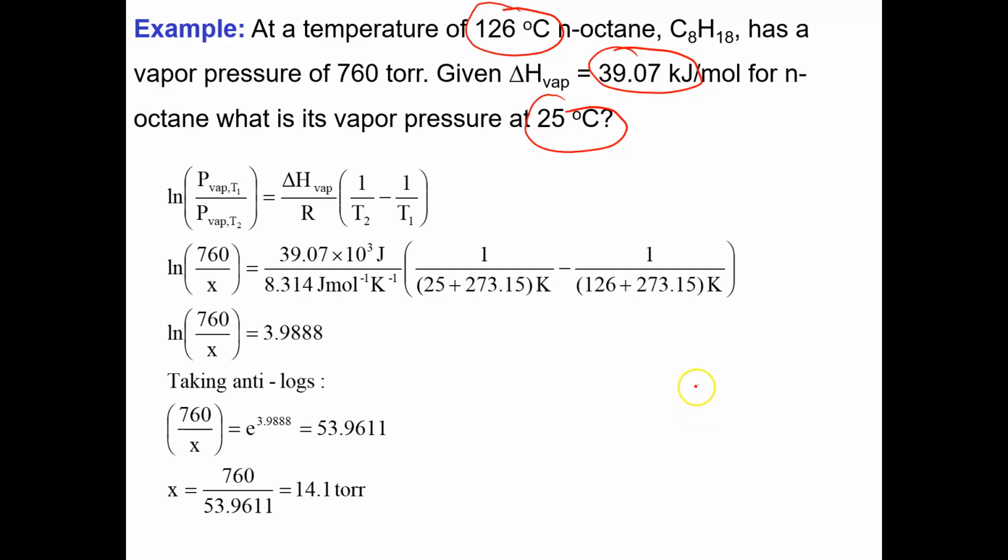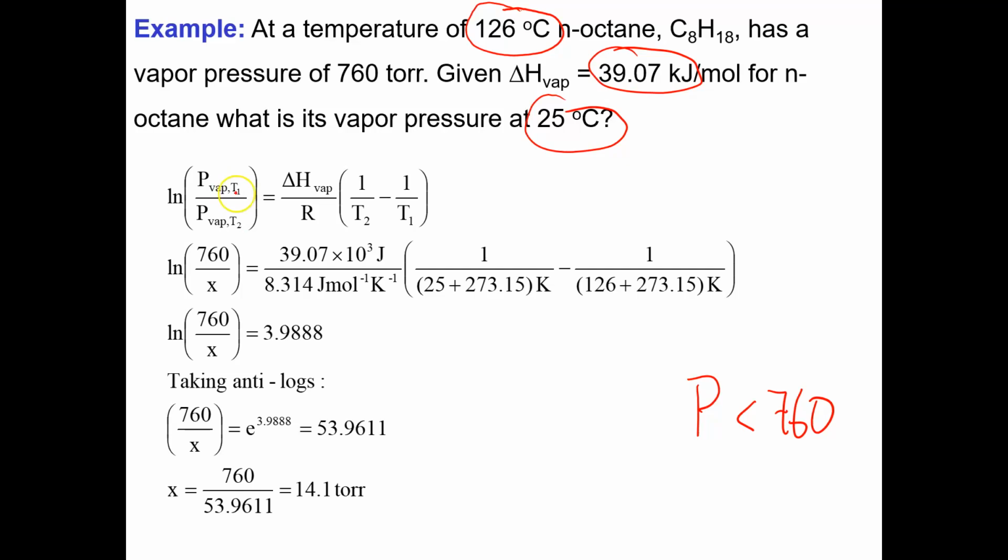So whatever we solve for this pressure, it needs to be less than 760, doesn't it? It's probably going to be a lot less than 760 because we're 101 degrees cooler. So here's the Clausius-Clapeyron equation. We're going to put in what we know.